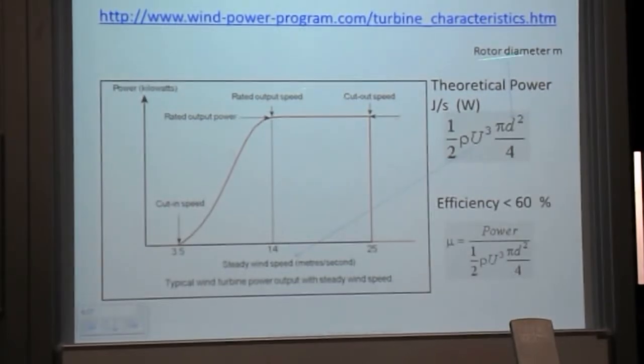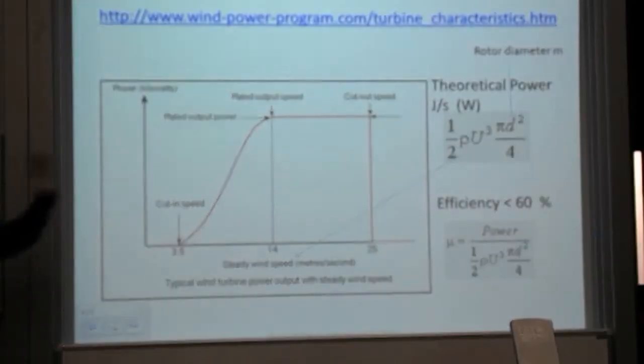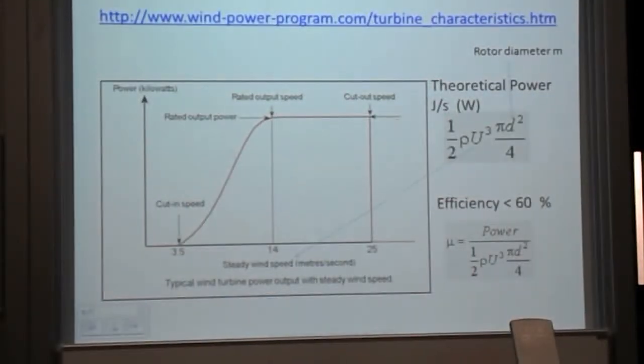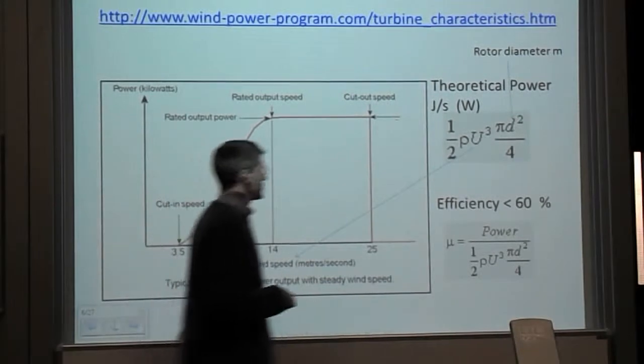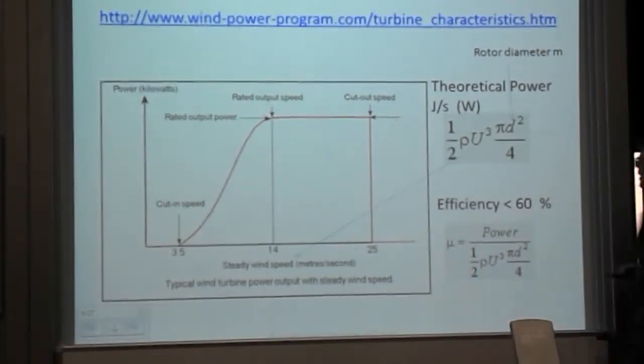So this is from that site there. I just take these sites from random. I can't vouch for their scientific brilliance, but it looks okay to me, so I just used it. Again, cut-in speed, the third order characteristic, you plateau and then you cut out. Okay? This is your theoretical power.